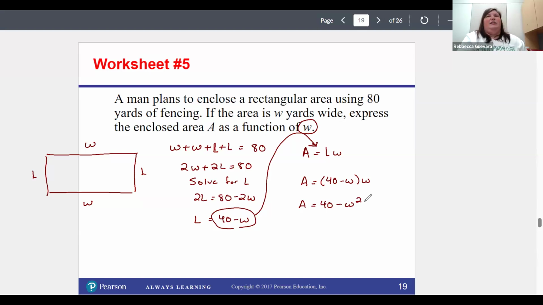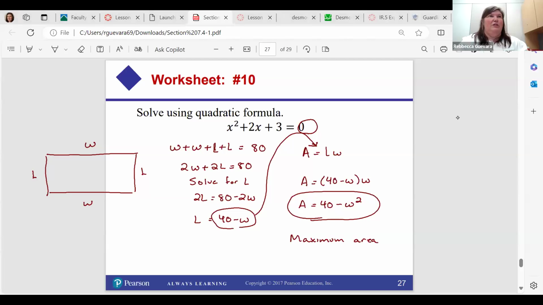So what we're going to do here is we know how to find a maximum area. I think part of this got cut off. So this is the way to express it as a function. Now, if we want to find the maximum area, all we'd have to do is just graph this and then we can see what the maximum area is. Made a little typo here. I'm distributing this W across, so this would have been 40W minus W squared.